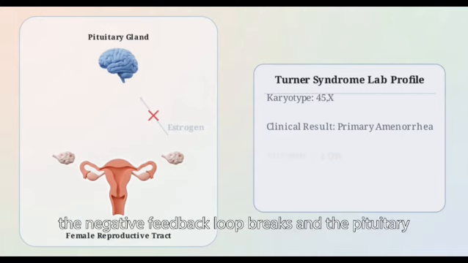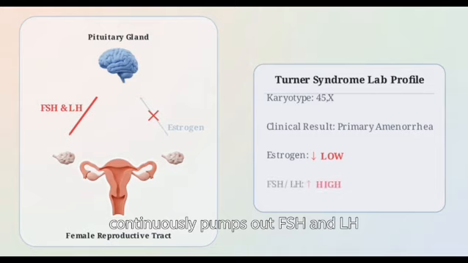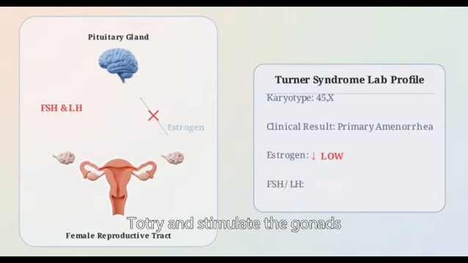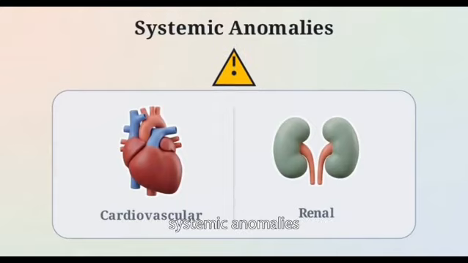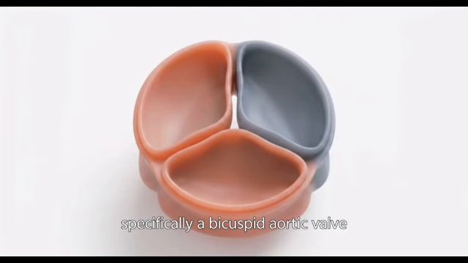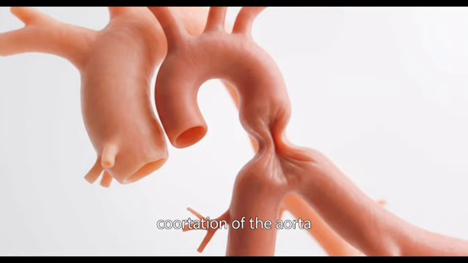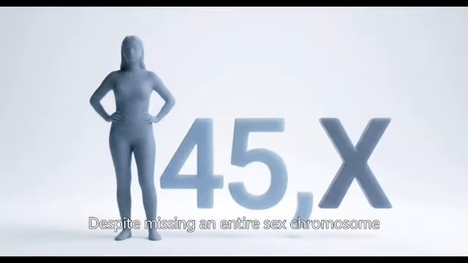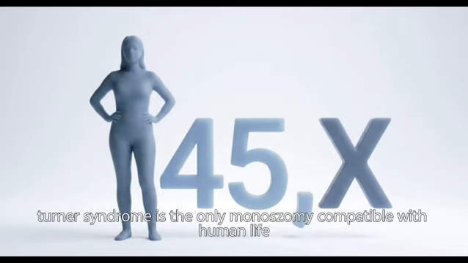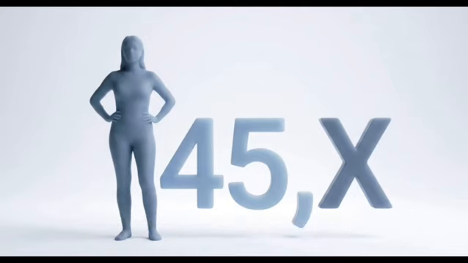Without estrogen, the negative feedback loop breaks, and the pituitary continuously pumps out FSH and LH to try and stimulate the gonads. You must also look for associated systemic anomalies, specifically a bicuspid aortic valve, coarctation of the aorta, and a horseshoe kidney. Despite missing an entire sex chromosome, Turner syndrome is the only monosomy compatible with human life.